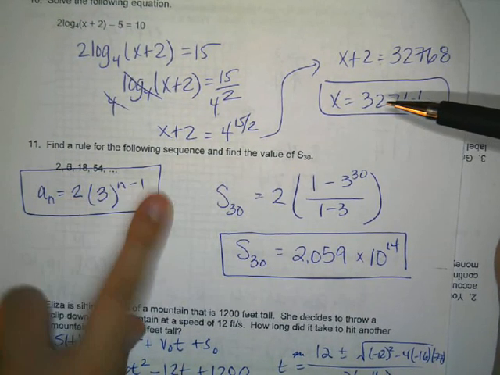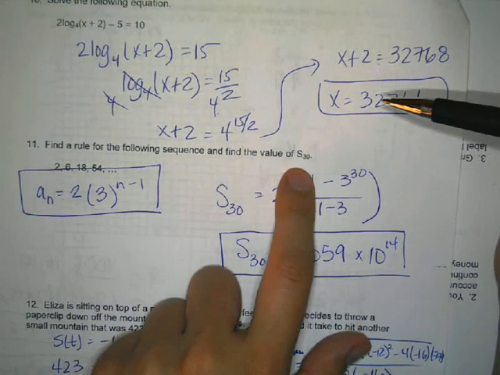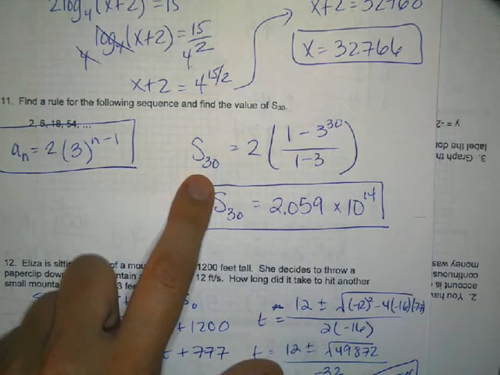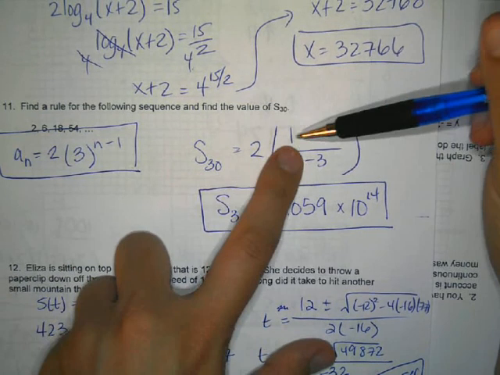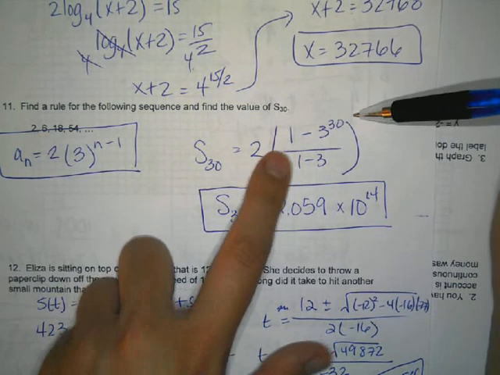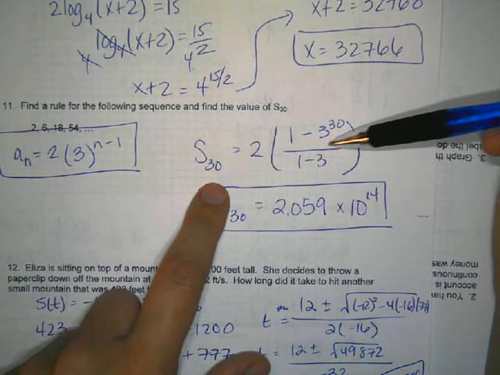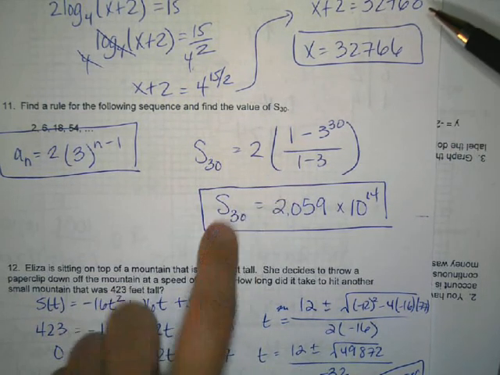That's my rule. Then I had to find the value of S sub 30, so that's finding the sum of the first 30 terms in my sequence. A sub 1, the top is 1 minus r to the n, where n is my number of terms that I'm adding up. So 3 to the 30th, and then 1 minus 3 on the bottom. Punching that out on a calculator will give me that value.